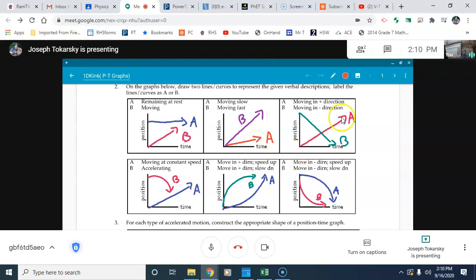You could have one linear one upward and one down. This one's a positive slope. It looks like it's going uphill. So that represents something moving at constant velocity in the positive direction. This is constant in the negative direction.